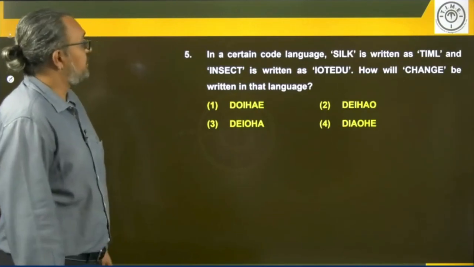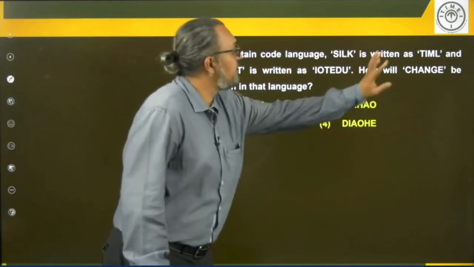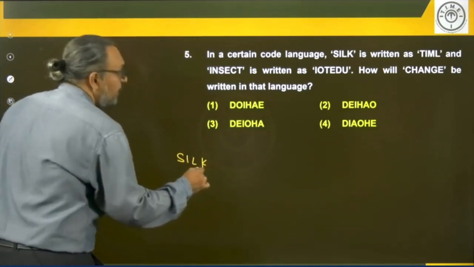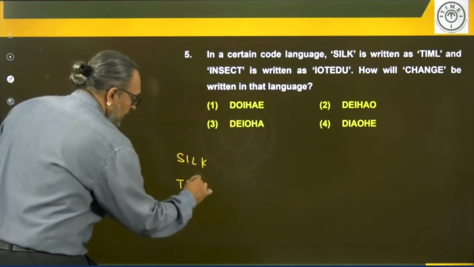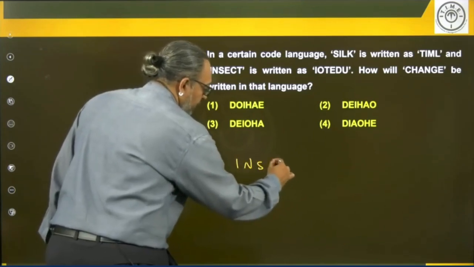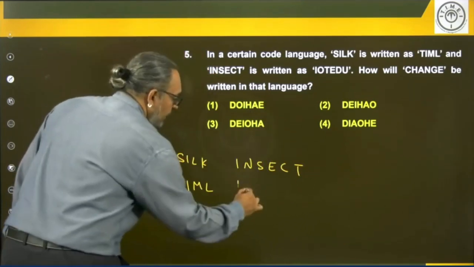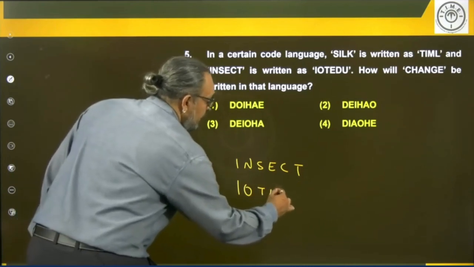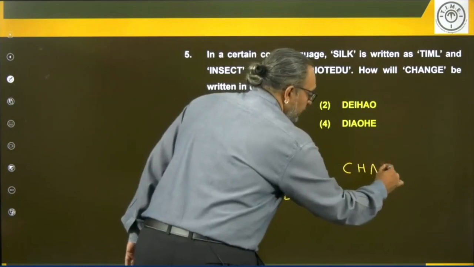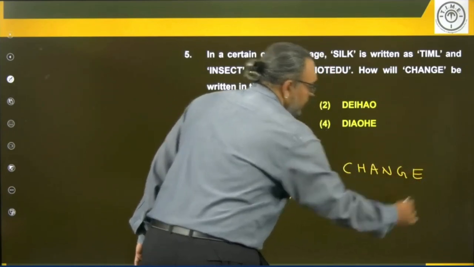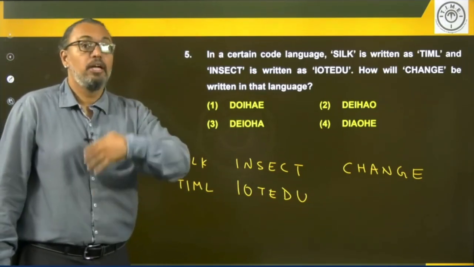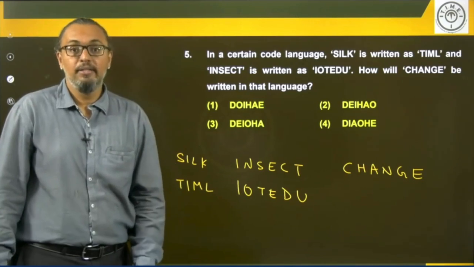Then next, in a certain code language, silk is written as T-I-M-L, and the word insect is written as I-O-T-E-D-U, and then how will change be written in that language. So always write them one below the other, the word and the code, so that it is easy to understand how the logic is happening.